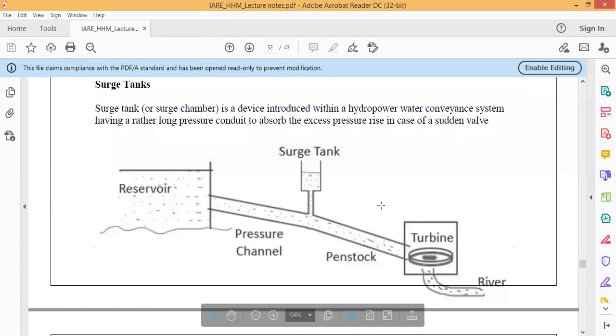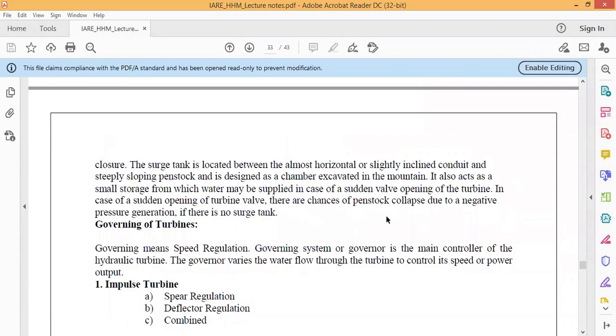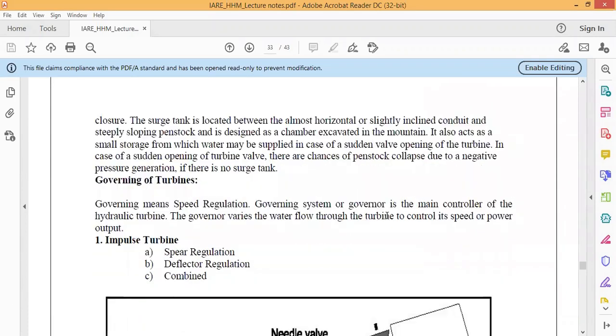So to avoid that, we use this surge tank. If there is excess pressure inside the penstock, that pressure will just rise inside the surge tank and can spill or can be reused when it is required. So these are some of the various functions of the surge tank.